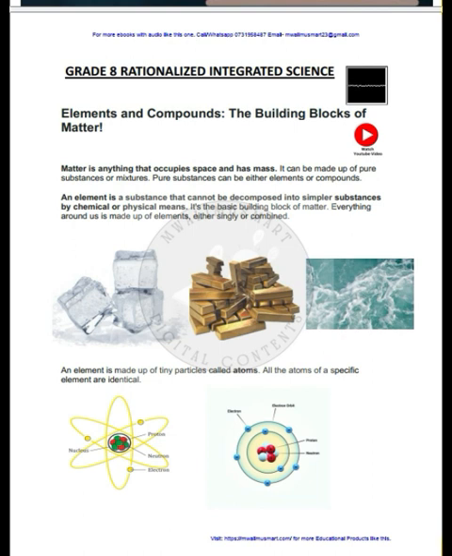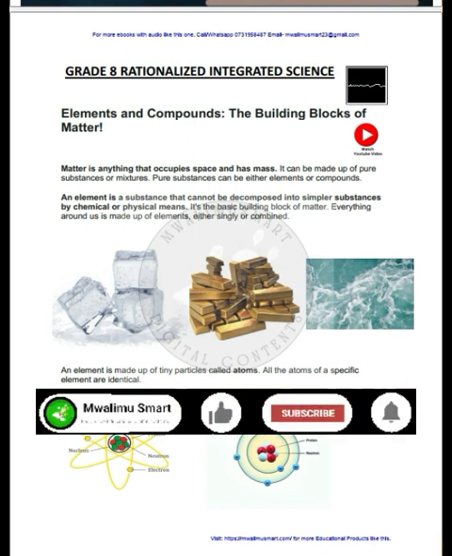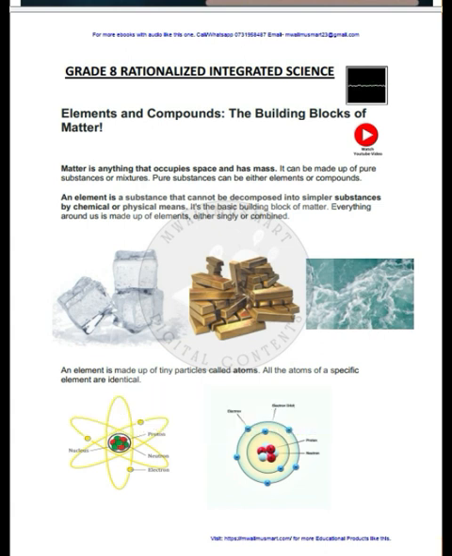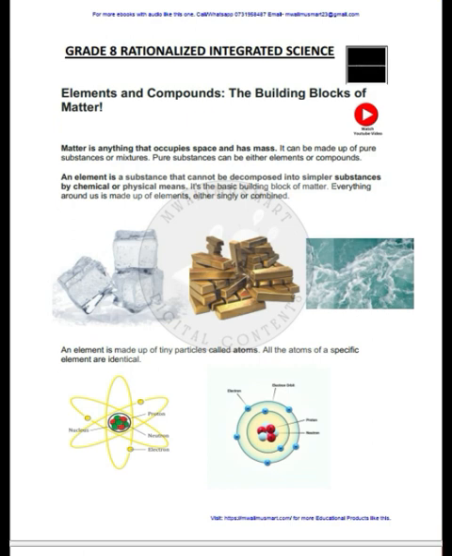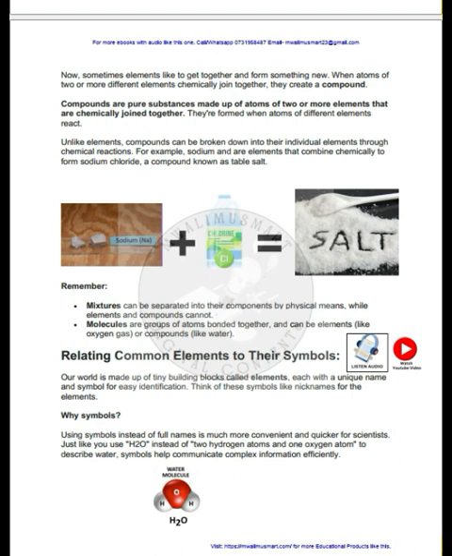Unlike elements, compounds can be broken down into their individual elements through chemical reactions. For example, sodium and chlorine are elements that combine chemically to form sodium chloride, a compound known as table salt. Remember, mixtures can be separated into their components by physical means, while elements and compounds cannot. Molecules are groups of atoms bonded together, and can be elements, like oxygen gas, or compounds, like water.